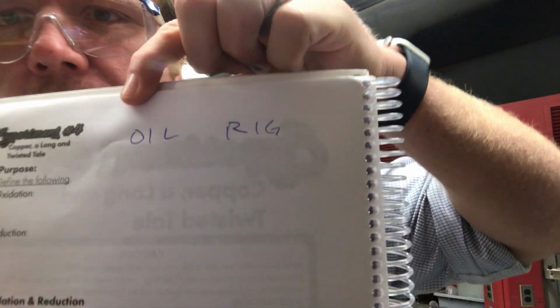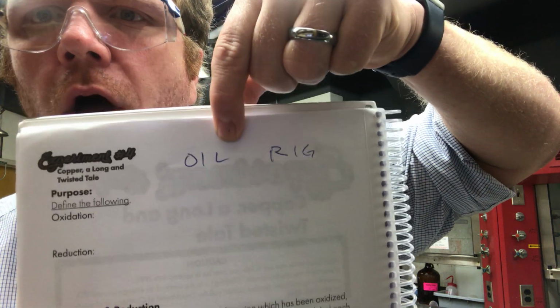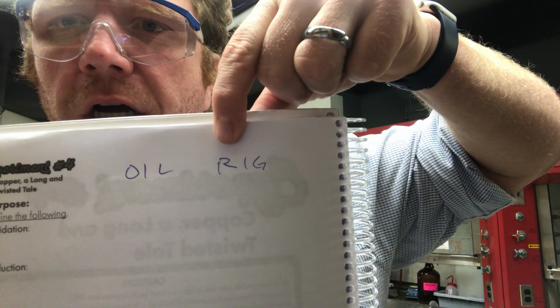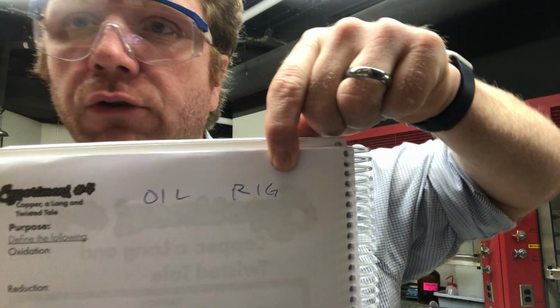So maybe you've seen this in your chemistry course, OIL RIG. And that's just a nice fun mnemonic. Oxidation is loss of electrons. Reduction is gain of electrons. So those are our two definitions.